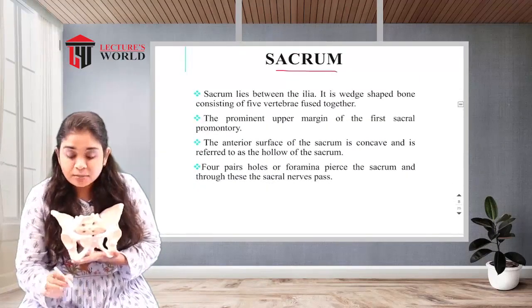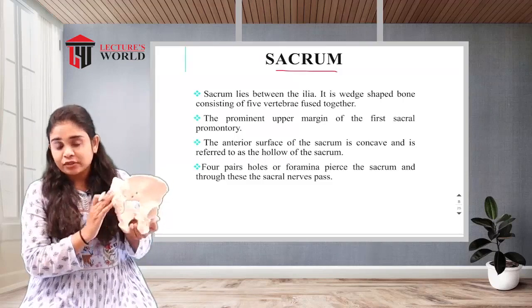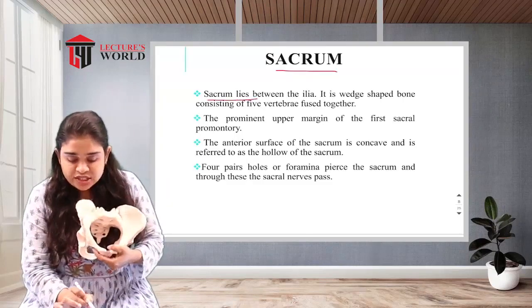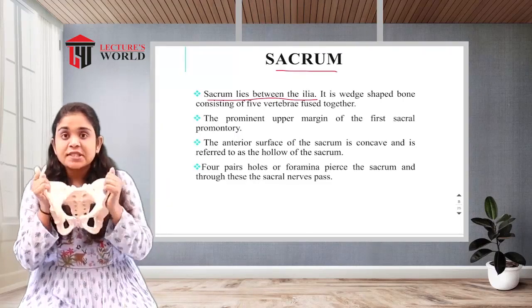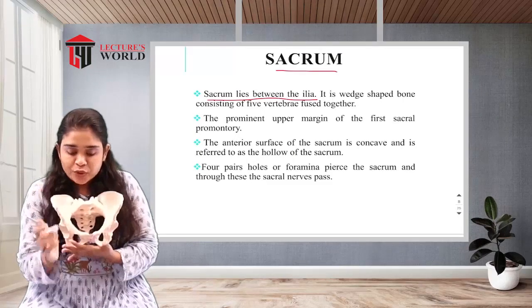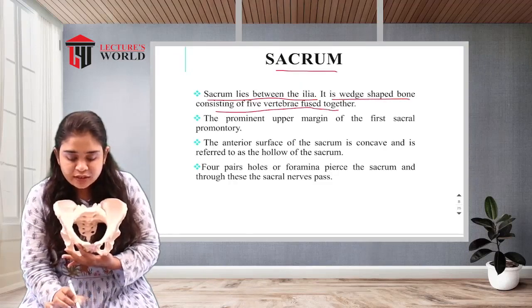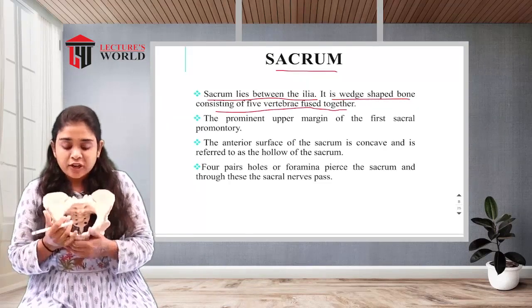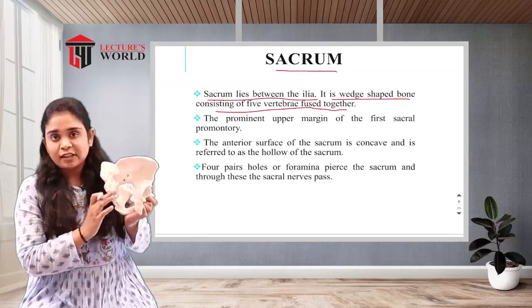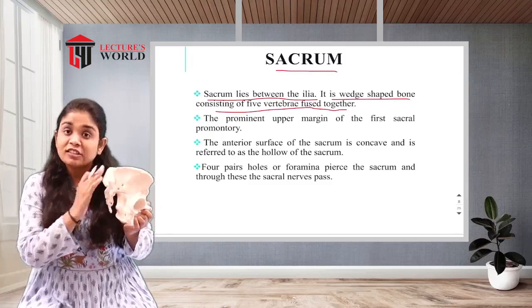Now we'll be talking about the sacrum. So the sacrum lies between the ilia. This is the ilium bone, and between them the sacrum is located. It is a wedge-shaped bone, consisting of 5 vertebrae fused together. These 5 fused vertebrae make up the sacrum.